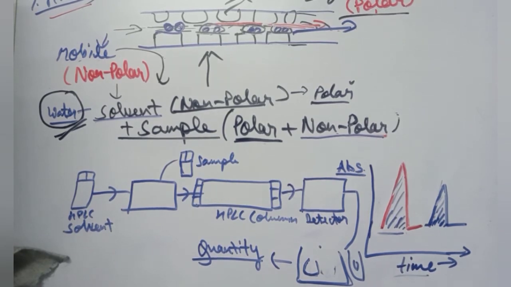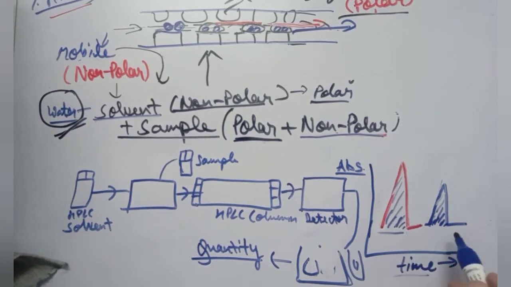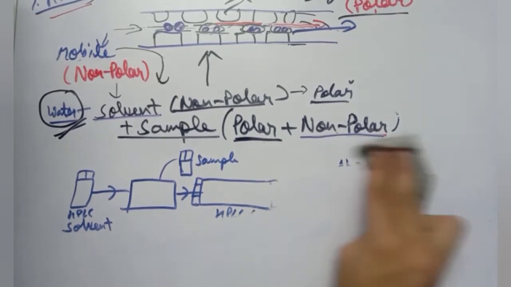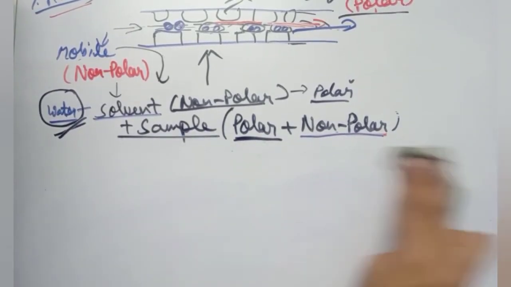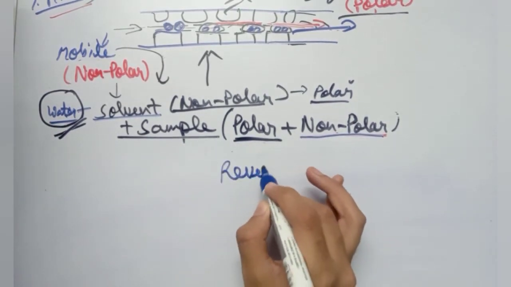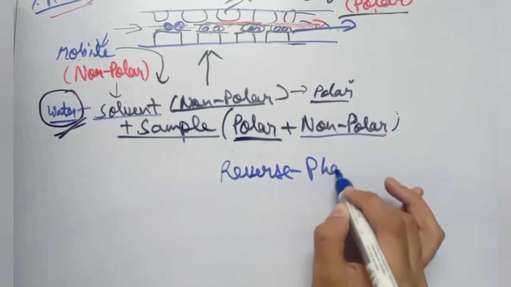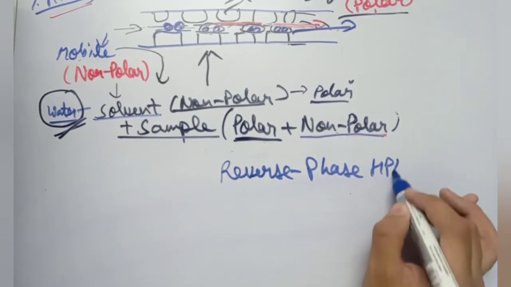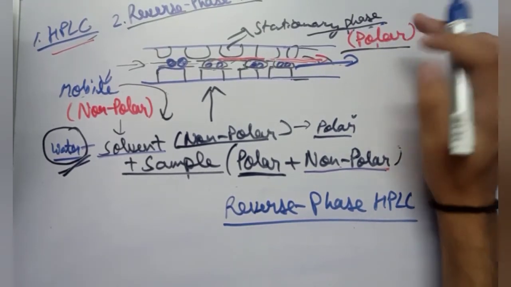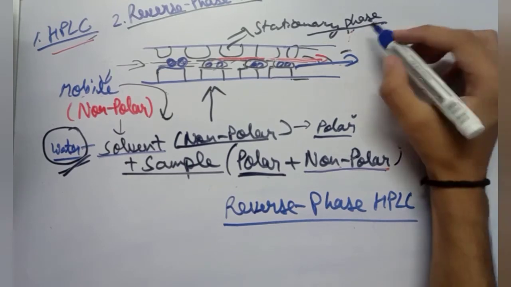So in this way HPLC works, and in this way we can easily separate out the components from a biological mixture. The next type of HPLC is, I have said that this is the simple HPLC. And the second type of HPLC is reverse phase HPLC. In reverse phase HPLC, the same procedure is done, but the stationary phase is not polar. It is non-polar.